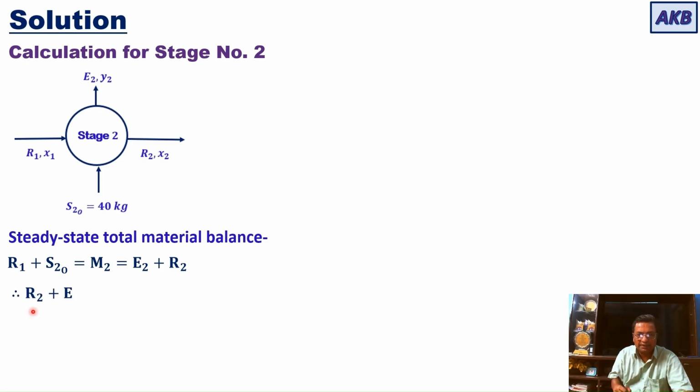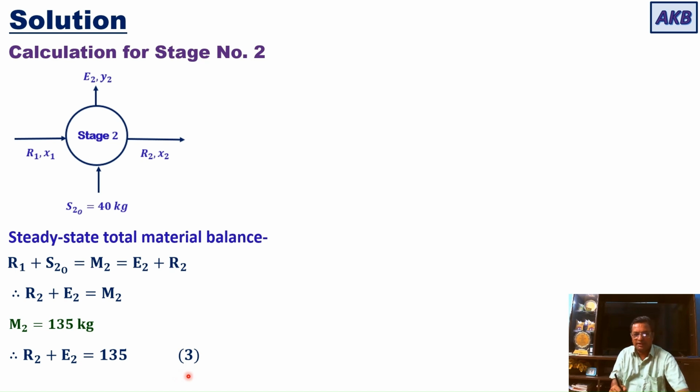That is, I can write it like R2 plus E2 is equal to M2, but M2 is 135 kg, we have obtained. So R2 plus E2 will be equal to 135. I am calling it equation number 3.